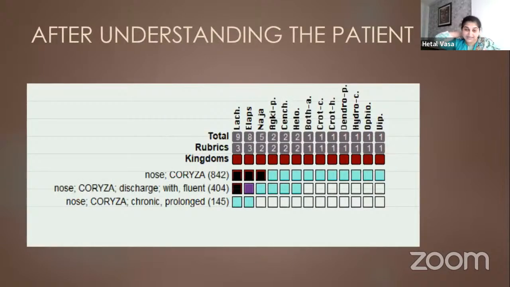So then I limited my search of repertorization only for the reptiles. Then I selected some very broad rubrics like nose coryza discharge with fluent, nose coryza chronic, because he is having it since childhood, very chronic. So amongst all reptiles, lachesis and elaps, these are very strong. Even Naja is coming. And Elaps, Crotalus, Sancris, Heloderma.